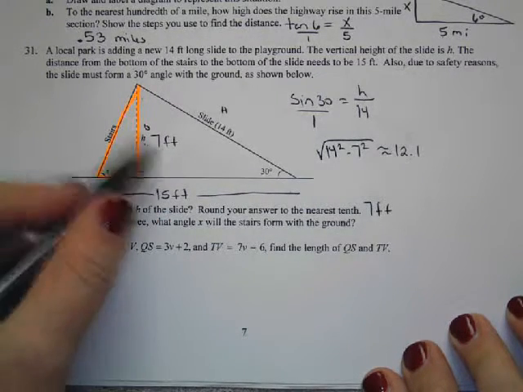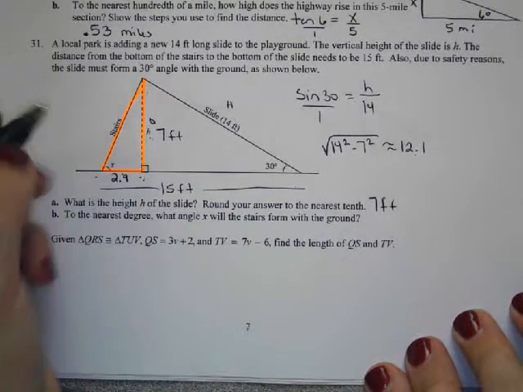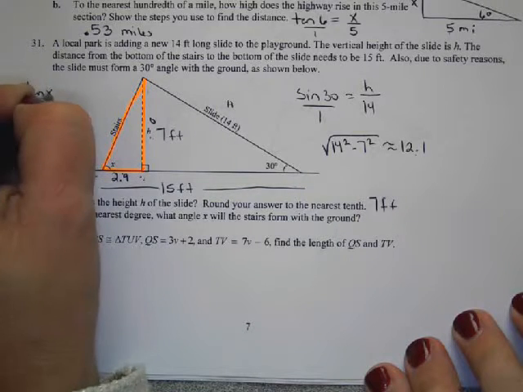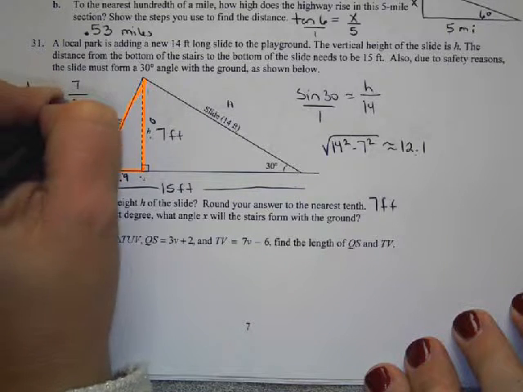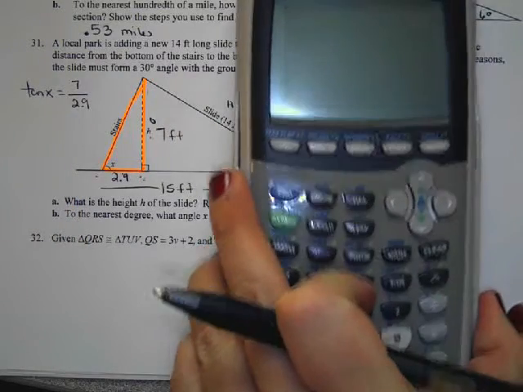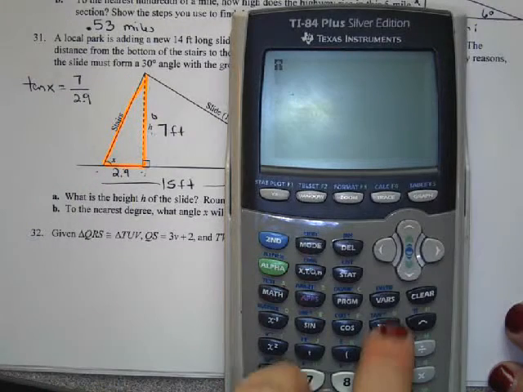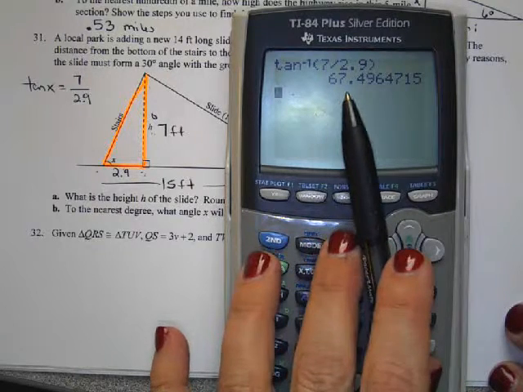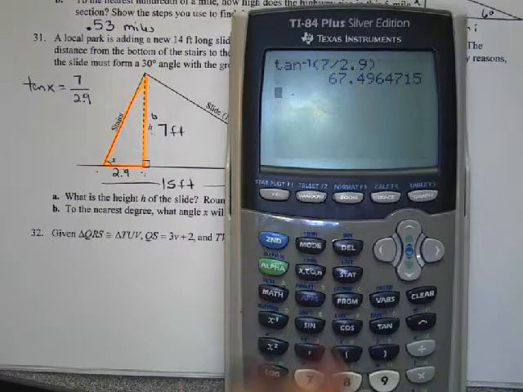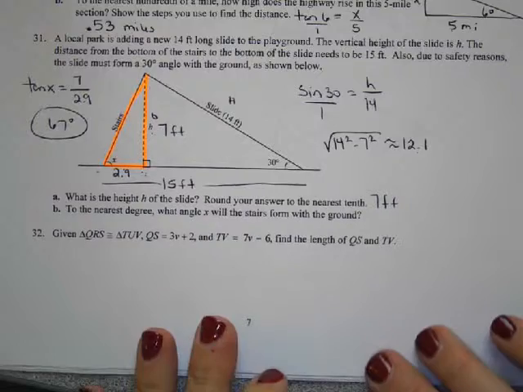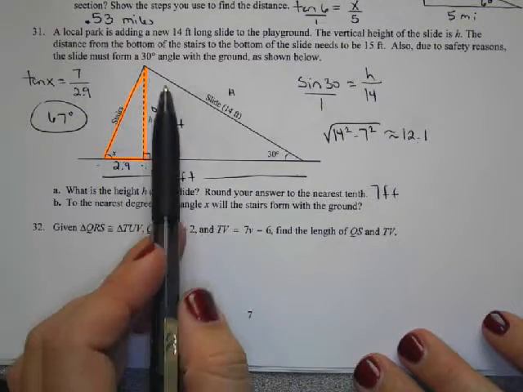So to find the angle here, I can do opposite over adjacent, so that's tangent. So tangent of x equals 7 over 2.9. When you do the inverse operation in the calculator, if I go second tangent, 7 divided by 2.9, I get about, if we round to the nearest whole degree, it's about 67 degrees. The main part of this problem that you'll want to be able to do is this part A.